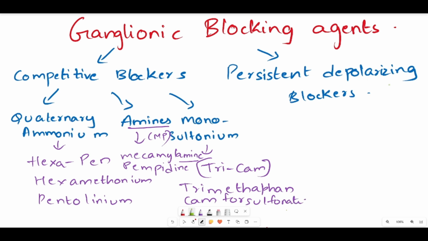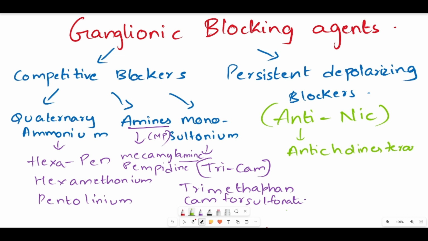And in the persistent depolarizing blockers, just remember ANTI-NIC. Just remember the term ANTI-NIC, where ANTI is nothing but anticholinesterases, and NIC is nothing but nicotine. In the ganglionic stimulants, the nicotine is in the smaller dose, but in the ganglionic blocking agents, the nicotine will be in the larger dose.